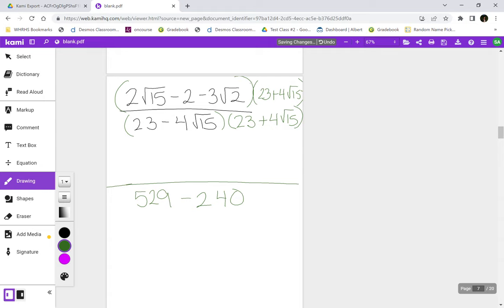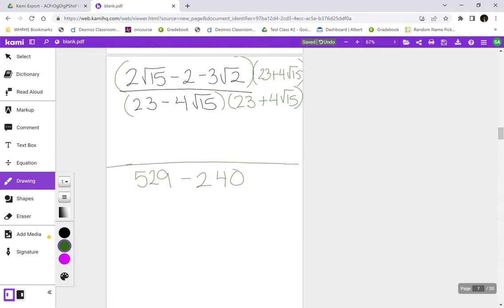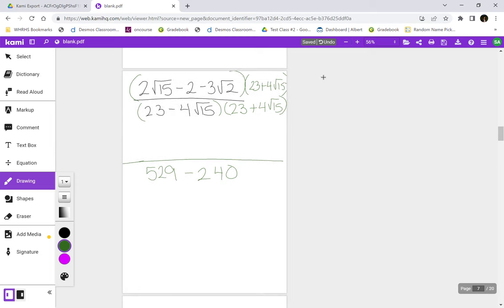Oh boy, this numerator. I don't know why I gave you this problem. All right, let's do it. 2 root 15 minus 2 minus 3 root 2 times 23 plus 4 root 15. All right, 2 root 15 times 23 is going to be 46 root 15. 2 root 15 times 4 root 15 is going to be 8 times 15.